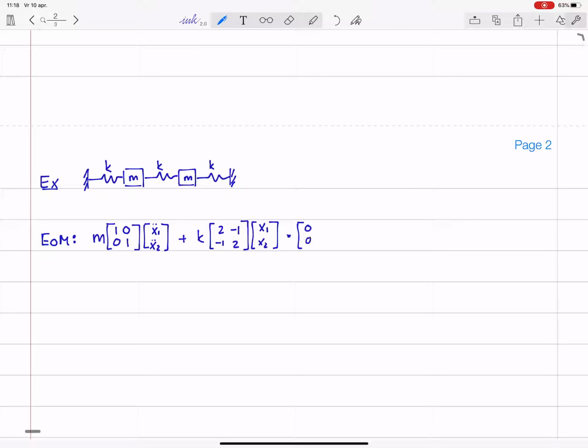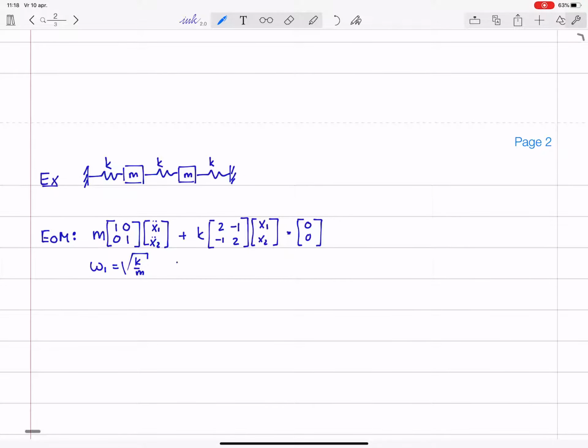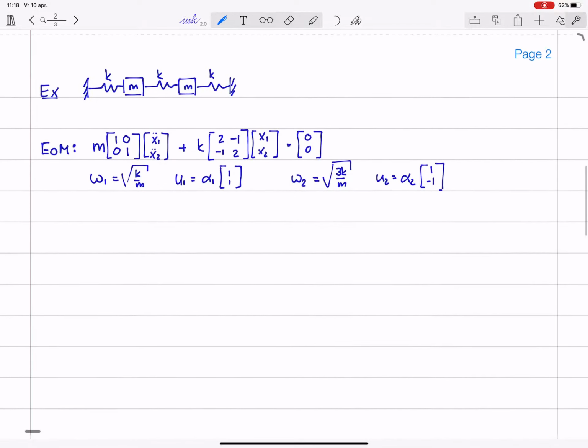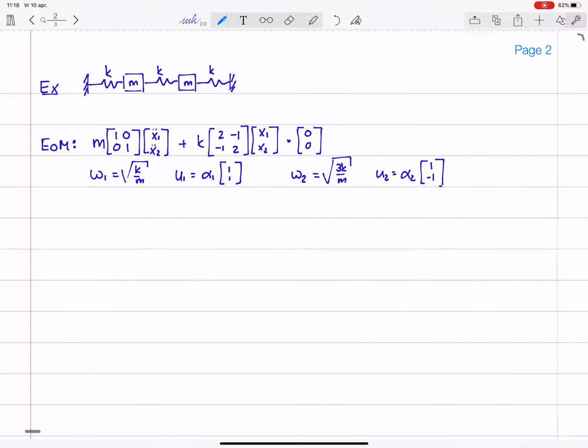Okay, so we derived the natural frequencies, and we found that omega 1 was equal to the square root of k over m. The corresponding mode u1 is alpha 1 times 1, 1. And we found the second natural frequency, omega 2, to be equal to the square root of 3k over m. The corresponding natural mode u2 was alpha 2 times 1, minus 1. Okay, so let's demonstrate these orthogonality properties.